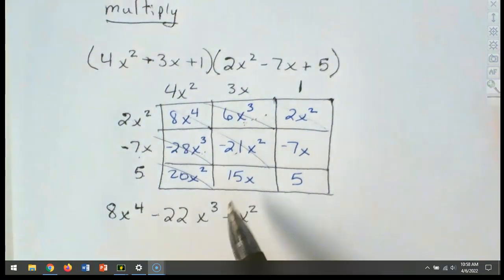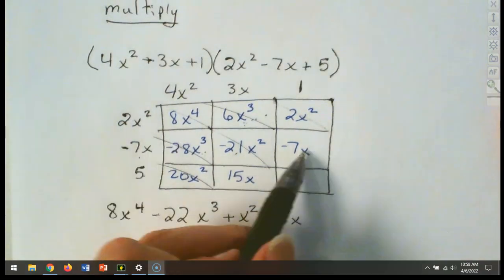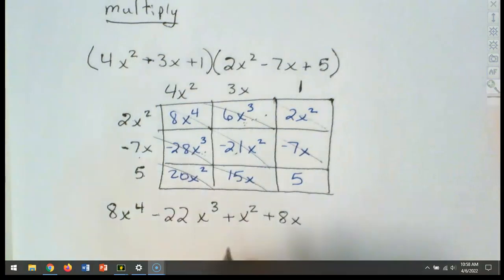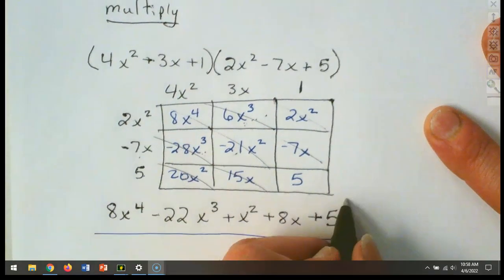Then we've got 15 minus 7. 15 minus 7 makes it an 8x. Gone, gone. And then what's left all by itself? 5. And there's your answer. Okay, that's easy. Yep, not bad at all.